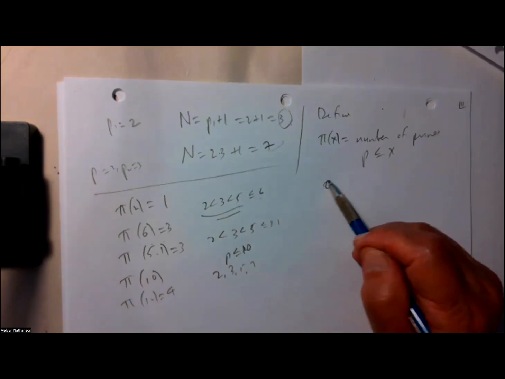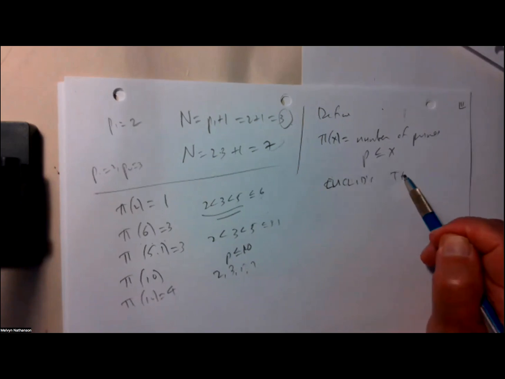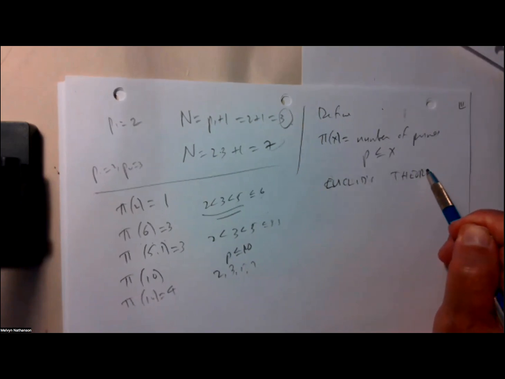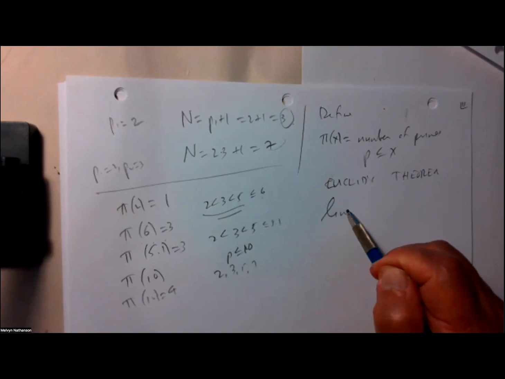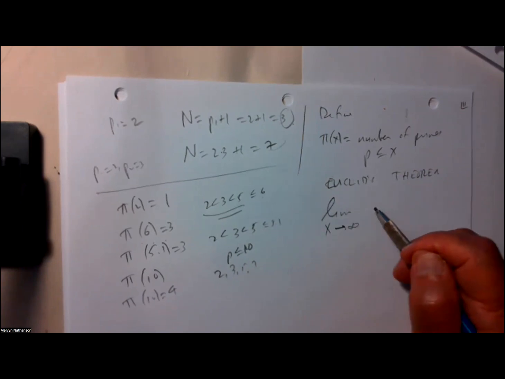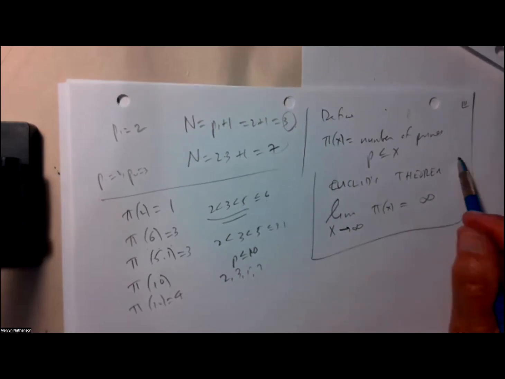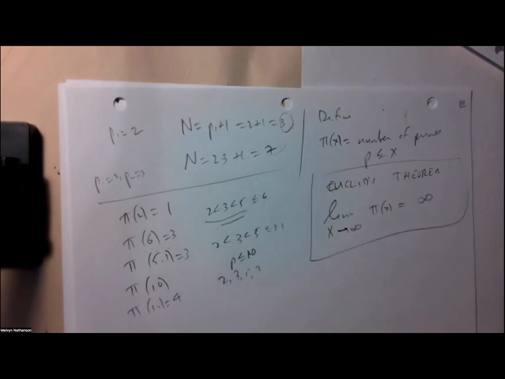And Euclid's theorem can be expressed as follows. The limit, we learned about limits in calculus, the limit as x goes to infinity of pi of x is infinity. As x gets bigger and bigger, the number of primes is strictly increasing.